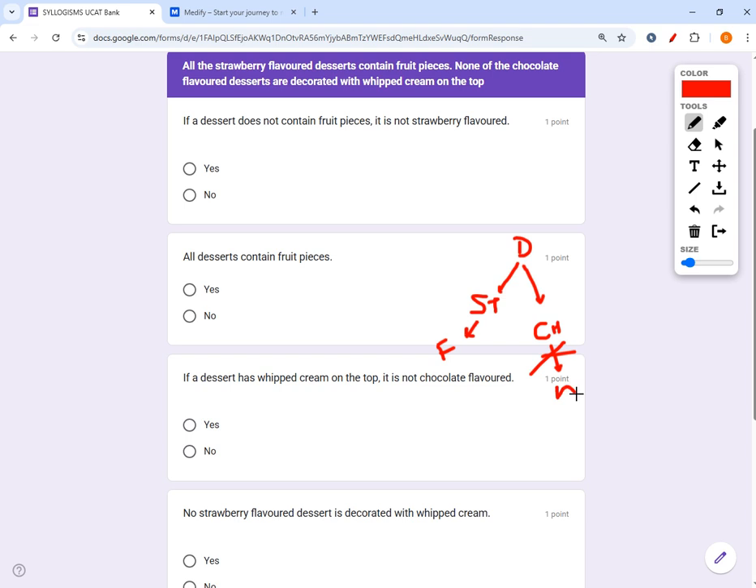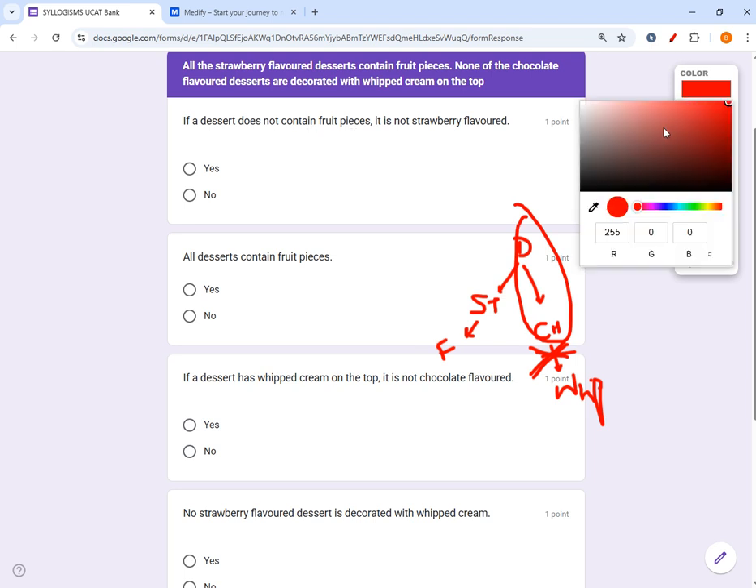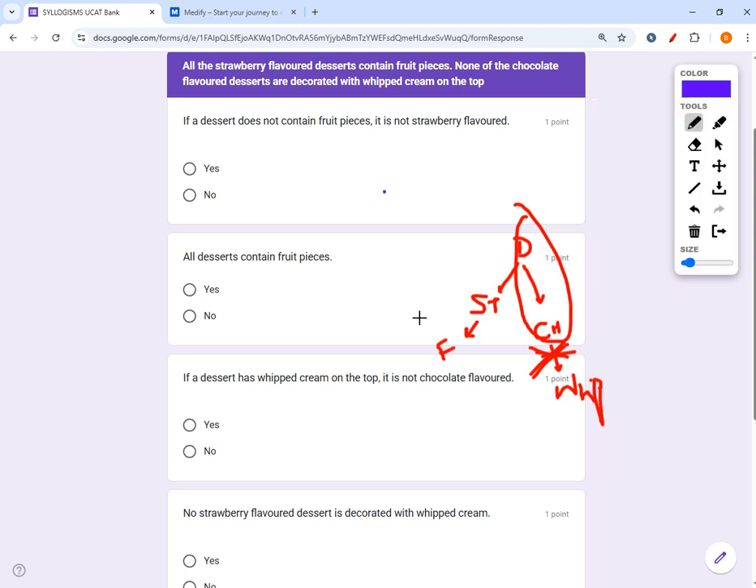None of the chocolate desserts are with whipped cream on the top. Again, I said chocolate desserts. None of the chocolate desserts are with whipped cream, so none of them, that's why I put a cross next to it. If a chocolate dessert does not contain fruit pieces, what happens? If it does not contain fruit pieces, it is not strawberry flavored. Oh, there's negation, so I can go backwards, against the arrow. I will choose yes. Perfect.